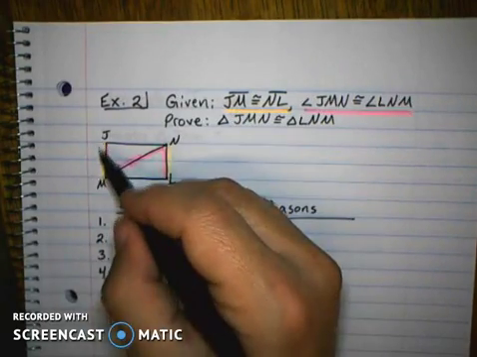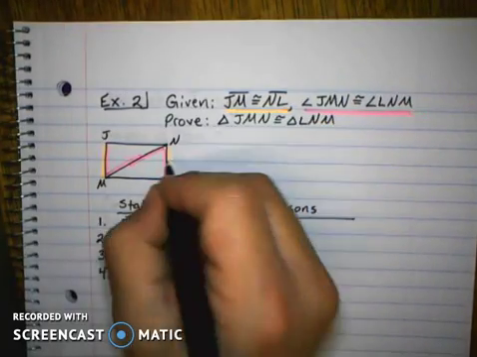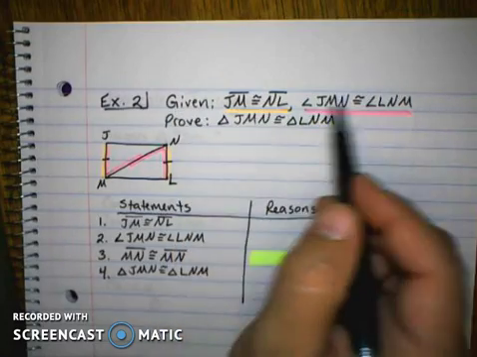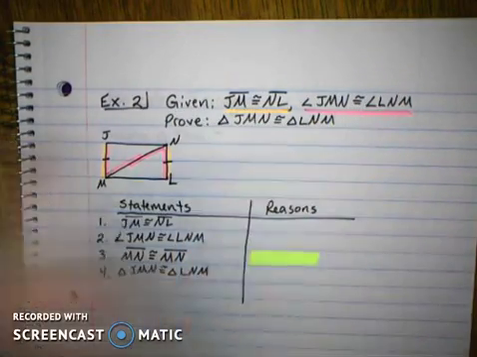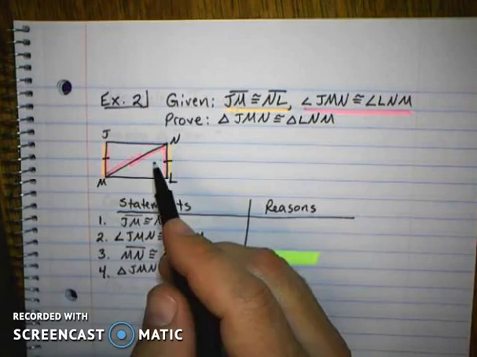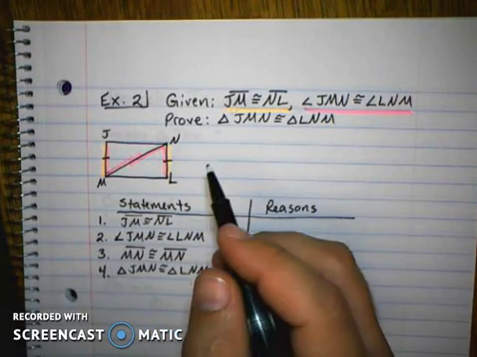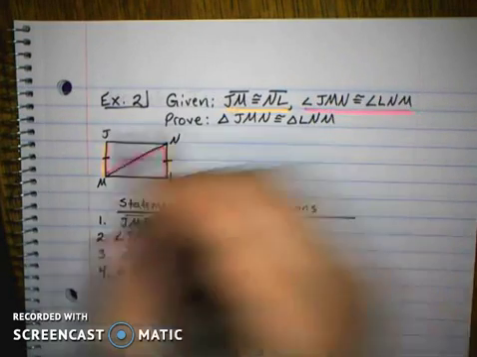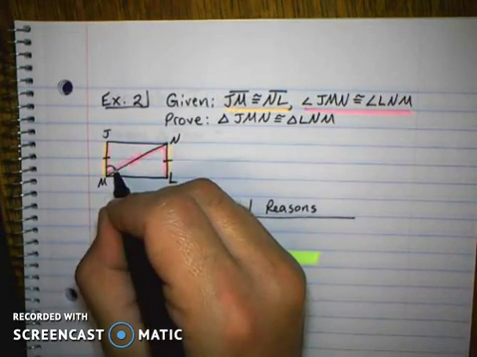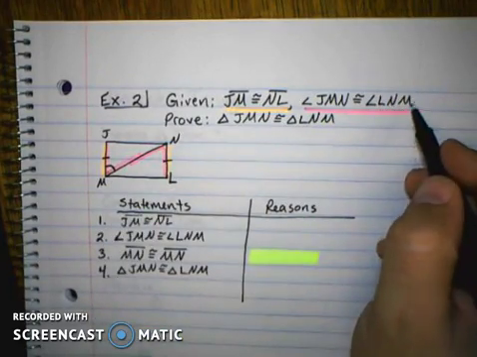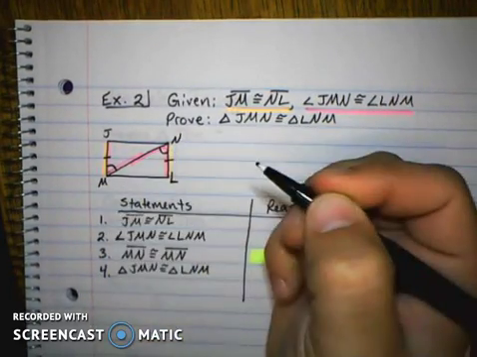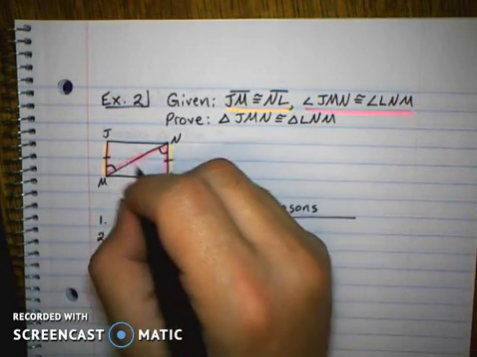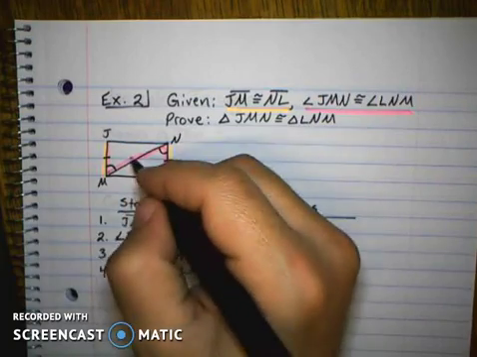We are given that JM is congruent to NL, so I want to mark those congruent. Okay, you always want to start a proof if they give you congruent information in your given statements. You want to mark the givens in the diagram to match it. Okay, and then we are also told that angle JMN, this angle, is congruent to LNM, this angle. Okay, so there's a pair of congruent angles. And we want to prove that these two triangles are congruent. Now there's some other information I'm going to point out to you as we go through this.